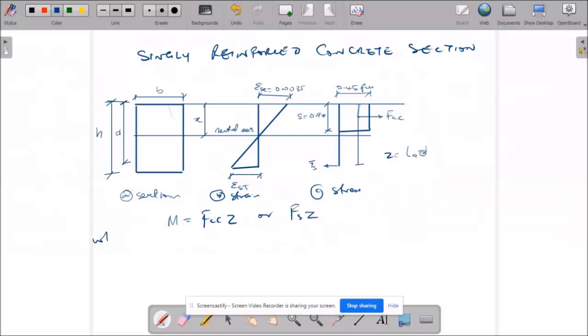Where we have these parameters: FCC is the resultant concrete force, FS is the resultant steel force, and Z is the lever arm.